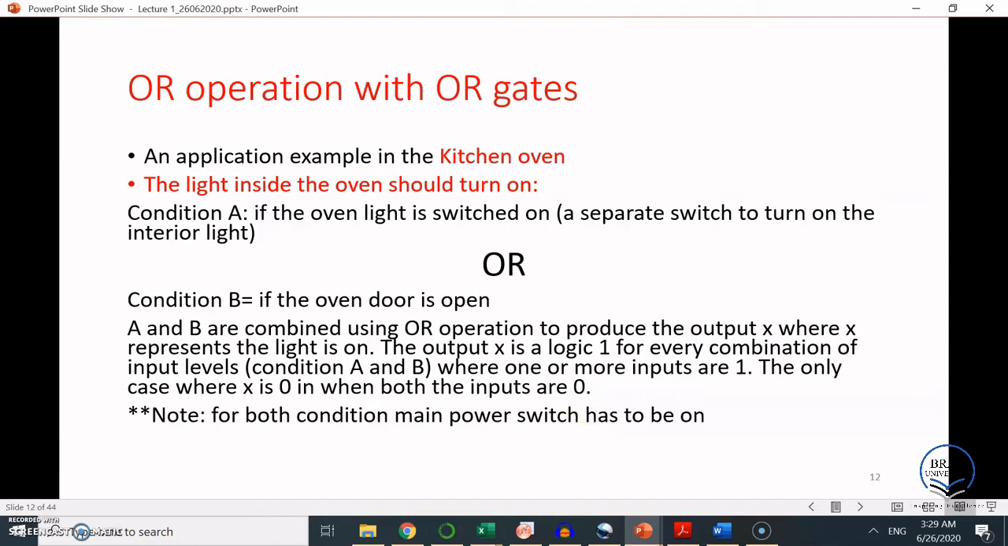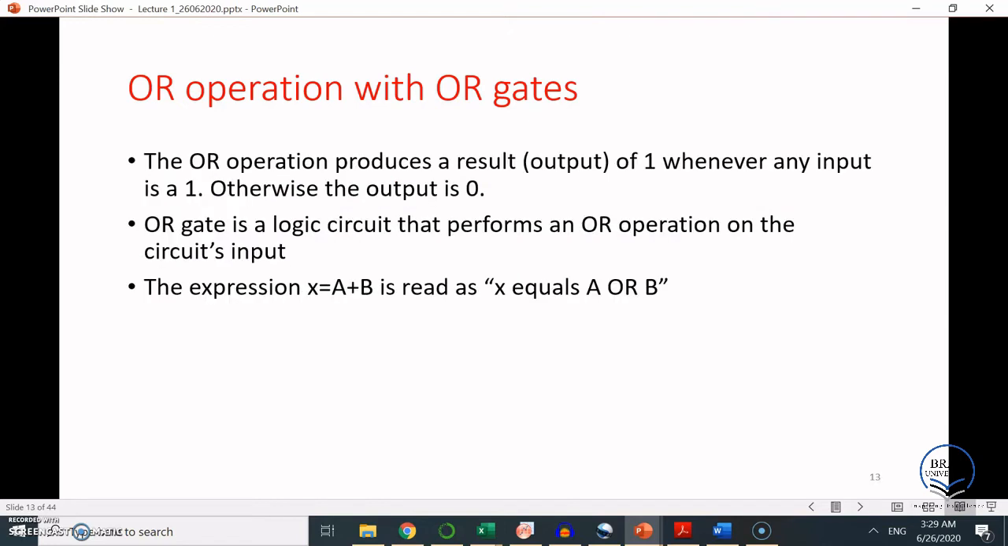Note, for both conditions, main power switch has to be on. This is a typical example of OR operation. The OR operation produces a result of 1 whenever any input is 1, otherwise the output is 0. An OR gate is a logic circuit that performs an OR operation on the circuit's input.